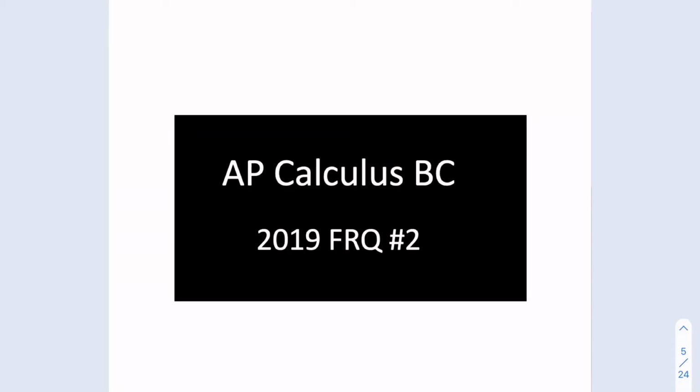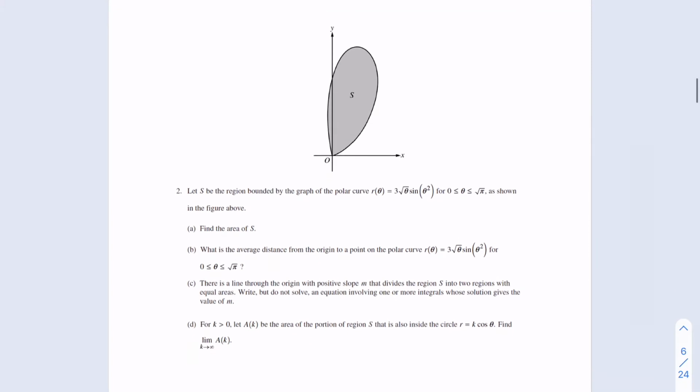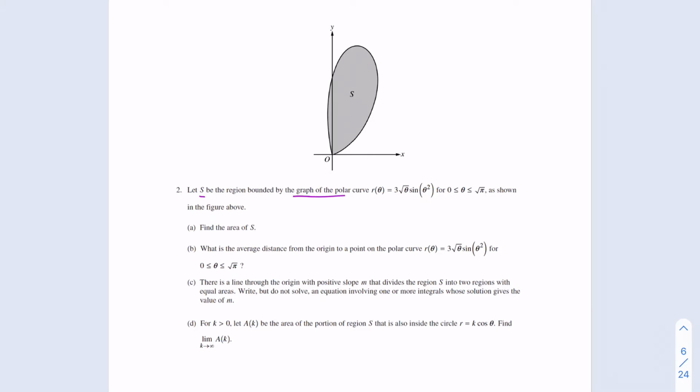Hello everybody. In this video, we are going to go over 2019 free response question number 2. If we look at this problem, this is a polar problem. Given a polar curve, S is a region bounded by the graph of the polar curve r(theta) equals this function, where theta is from 0 to square root of pi.